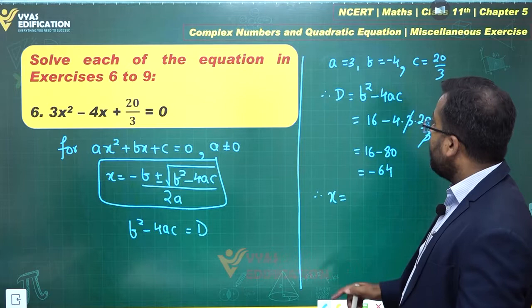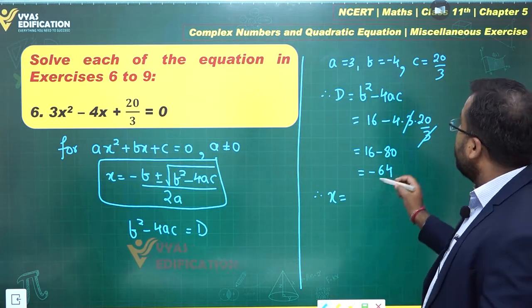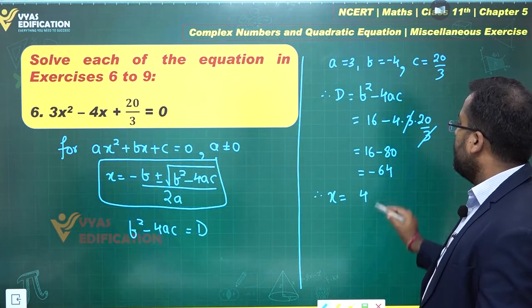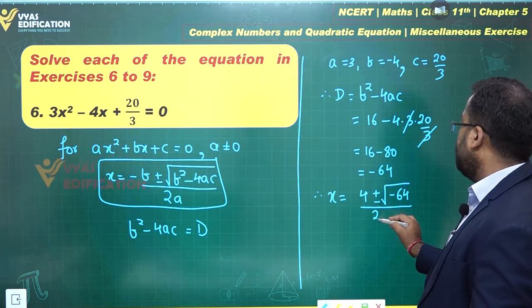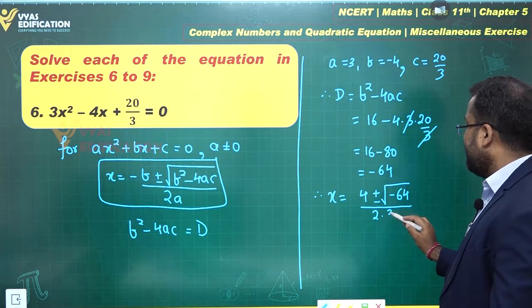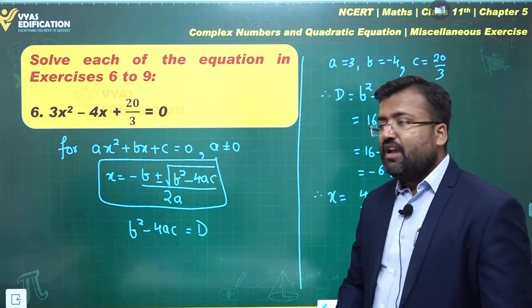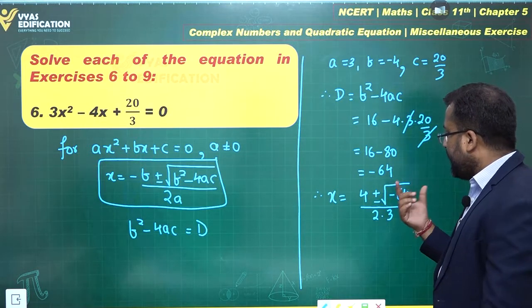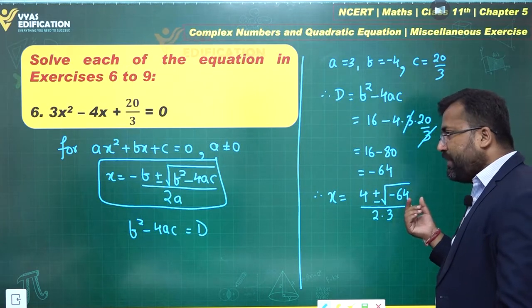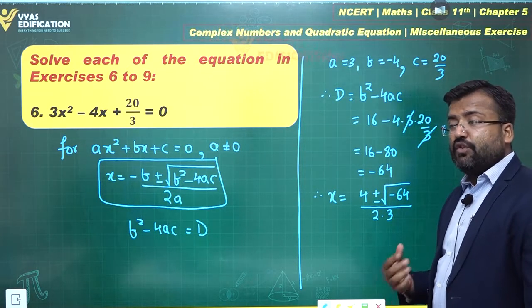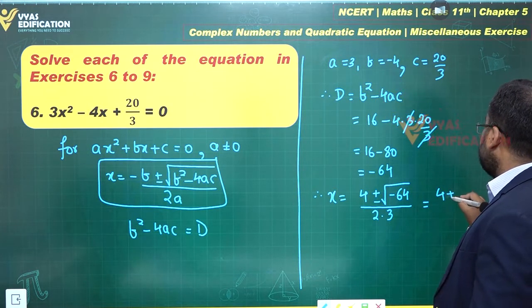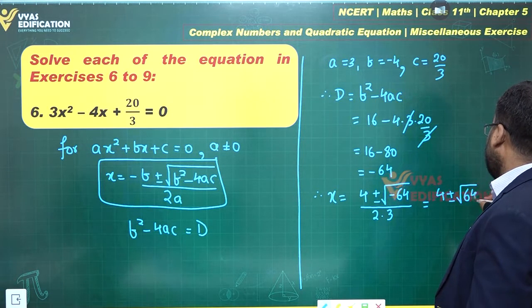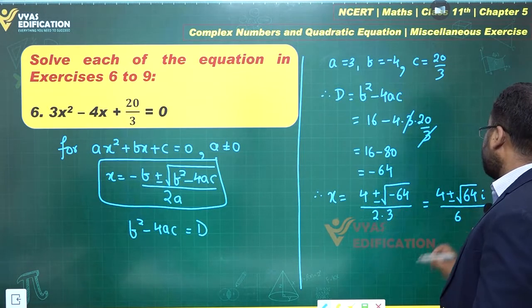Therefore, x equals minus b, which will become plus 4, plus minus under root of minus 64 upon 2 times a. A is 3. That's what you observe, right? Now, root of minus 64 can be written as root 64 into root minus 1. Now, square root of minus 1 is simply i, so this will convert to 4 plus minus root 64 i upon 6.